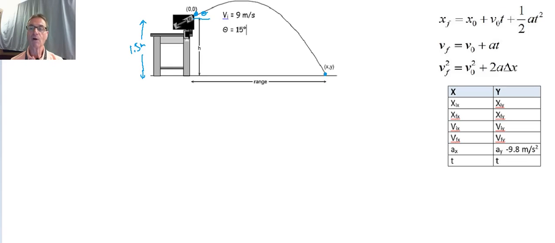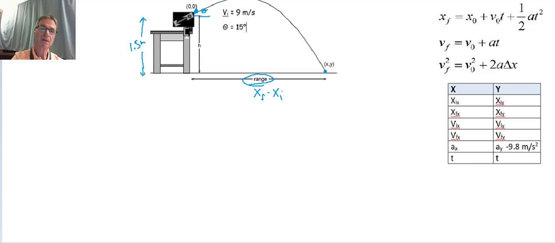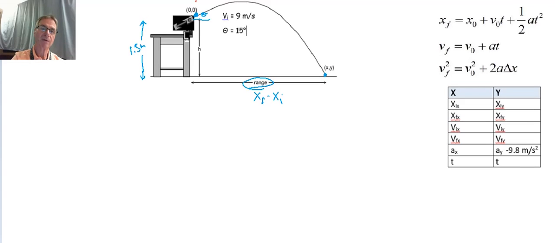Okay, so we want to figure out what the range is. The range, remember, is simply x final minus x initial. We're going to take x initial to be 0, as we normally do, using our coordinate system. The coordinate system that we have, let's move that back up there, is going to be like this. And that's our 0, 0 point, x equals 0 and y equals 0.